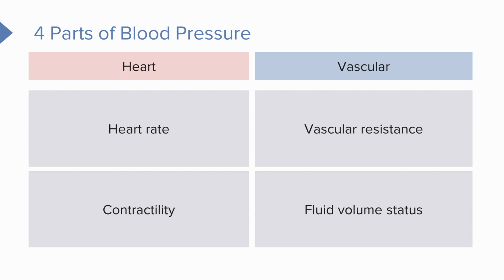Then over to the vasculature, what 2 parts of the vasculature or the body make up a patient's blood pressure? That's vascular resistance and fluid volume status. Let's look at these a little bit closer.